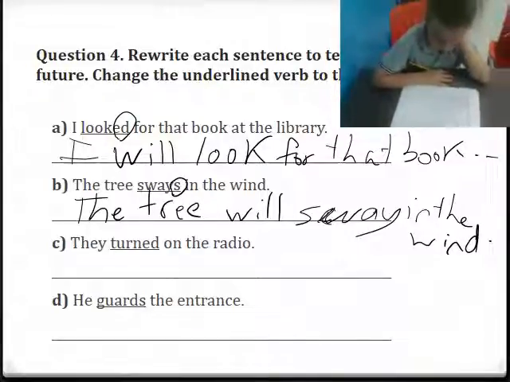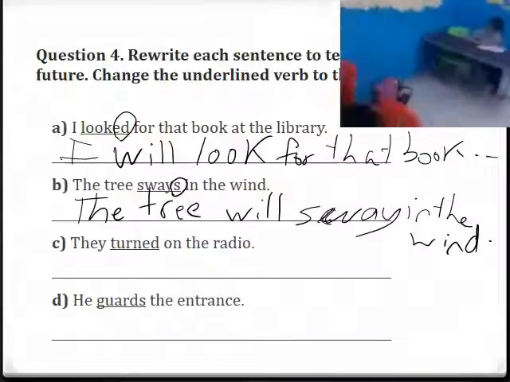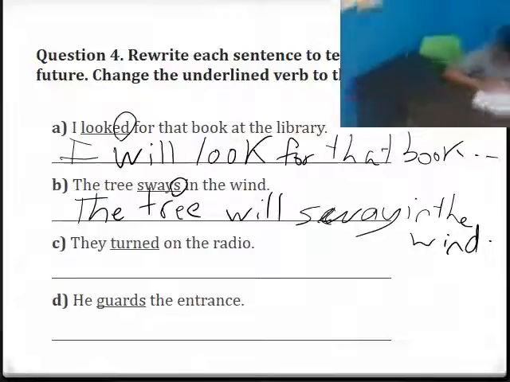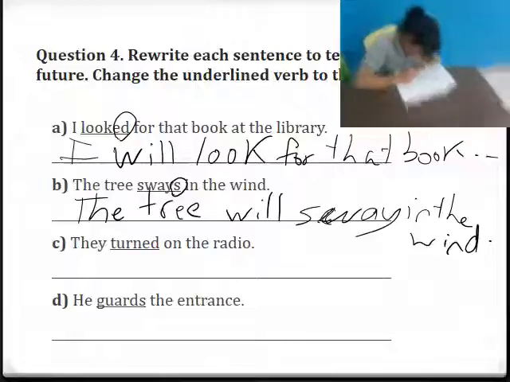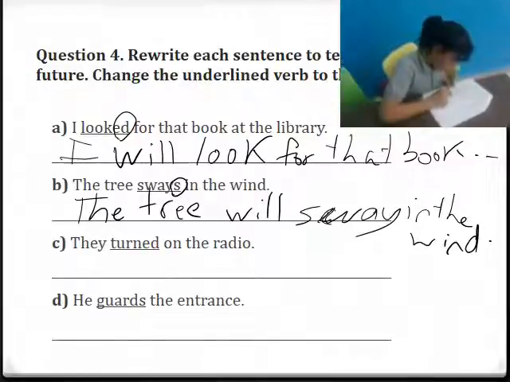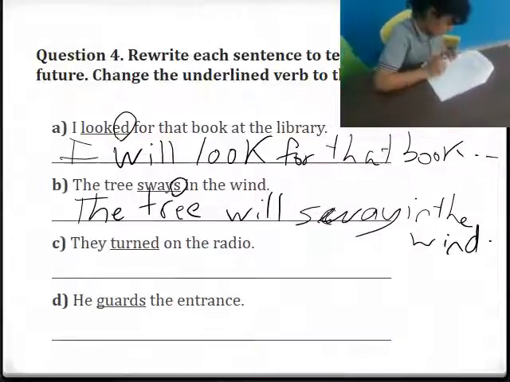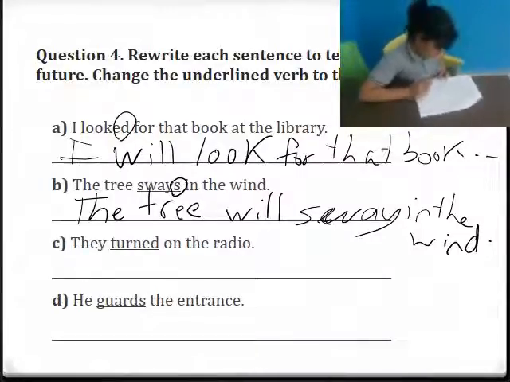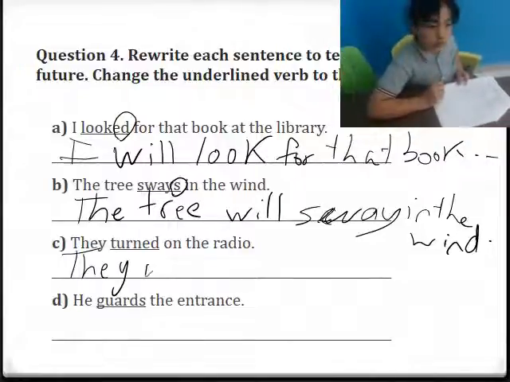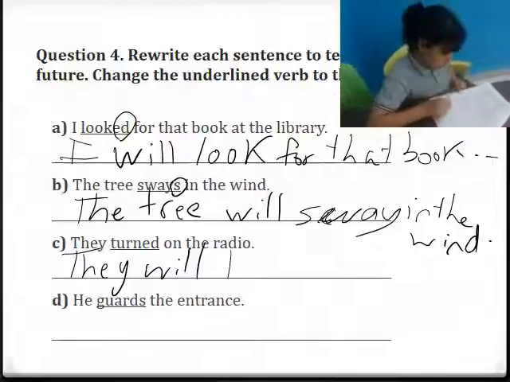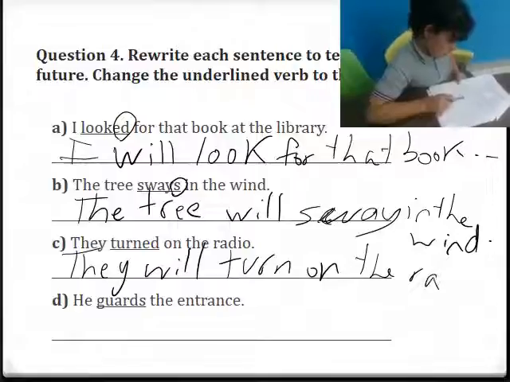Next one. Islam, read the next question. They turned on the radio. Okay, so how do we change this sentence to the future? They will turn on the radio.